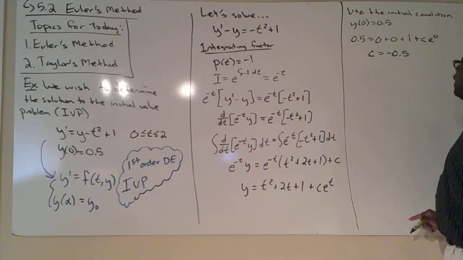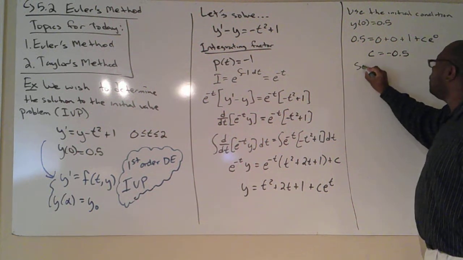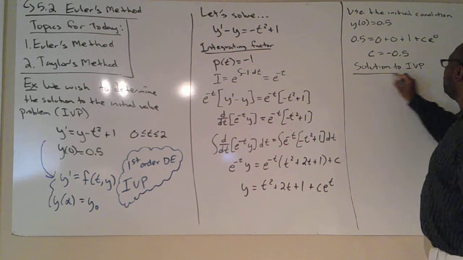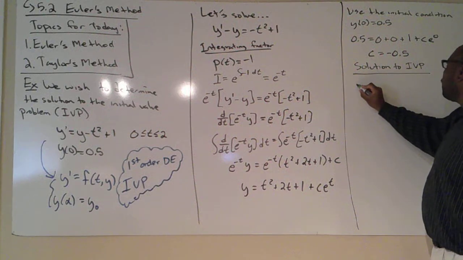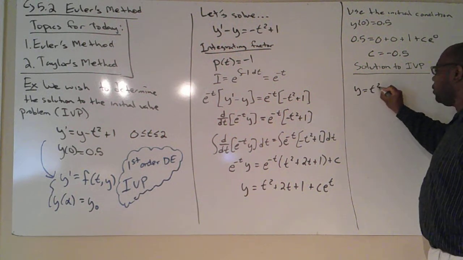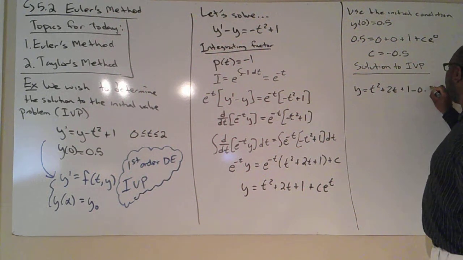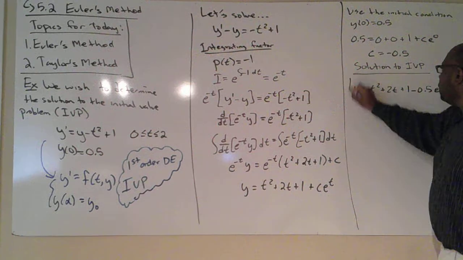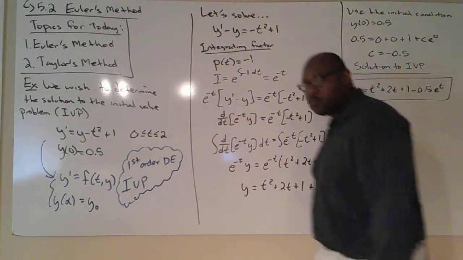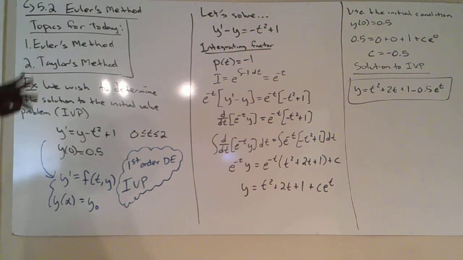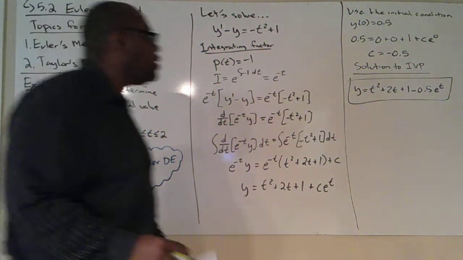Okay. And so finally, I have my final solution to the initial value problem. So I'll get y is equal to t squared plus 2t plus 1 minus 0.5 e to the t. So this is our guy. And that was a lot of work, right? And now that I've solved this initial value problem, I can now plot the solution to this initial value problem.